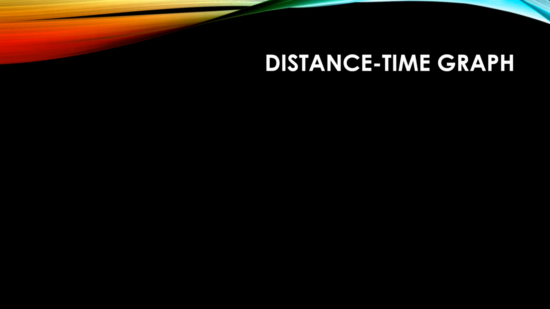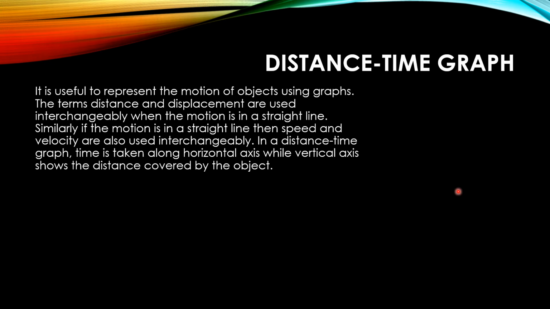In this lecture, again, we will be discussing the motion of objects but with the help of graphs. It is useful to represent the motion of objects using graphs. The terms distance and displacement are used interchangeably when the motion is in a straight line, meaning both will be considered to be the same. Similarly, if the motion is in a straight line, then speed and velocity are also used interchangeably.